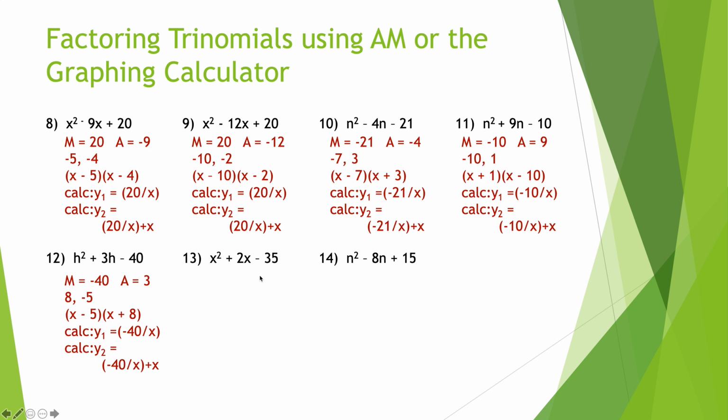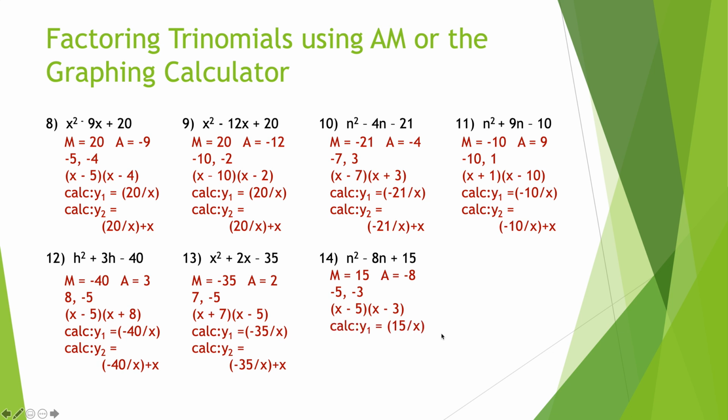Okay, number 13. And number 14. Okay, so those are your standard factoring problems. Just to emphasize on number 13, if you use the graphing calculator, you're going to look for the last column where it says 2. Look in the 2 previous columns, it'll say 7 and negative 5 in either order. And number 14, we're going to look where the last column would say negative 8, and we look in the 2 previous columns, it'll say negative 5 and negative 3 in either order.